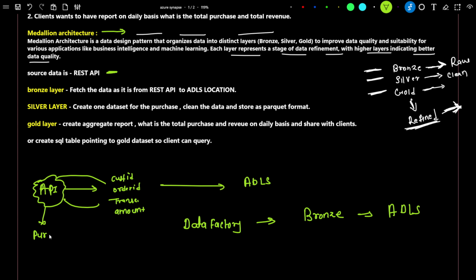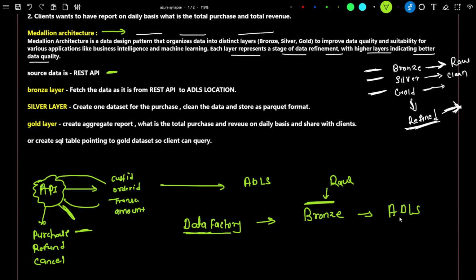Suppose any purchase is happening, then you are getting data. Suppose any refund is happening, then you are getting data. Suppose any cancel is happening, then you are getting data. Means every data is coming into this API and we are capturing that. Now, because we have to build a report only at the purchase level, but in this API we are getting all the data, first we will bring all the data into this bronze layer. Bronze layer, we call it raw data.